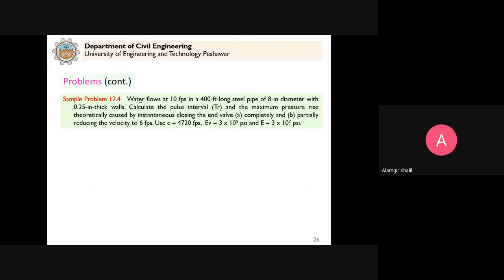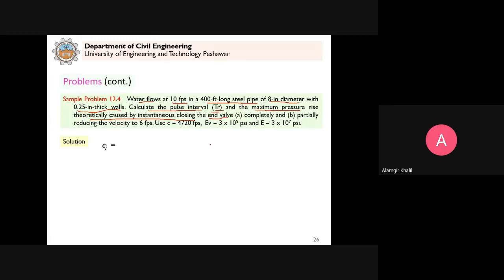Now next we have water flowing at 10 foot per second in a 400 feet long steel pipe of 8-inch diameter with 0.2 inch thick walls. Calculate the pulse interval TR, return trip, and the maximum pressure rise theoretically caused by instantaneous closing of the end valve. Now instantaneous closing the end valve.